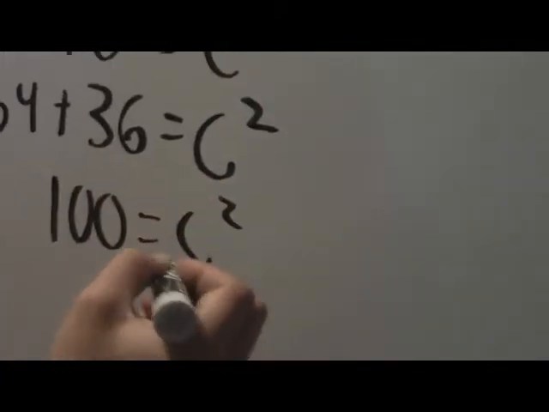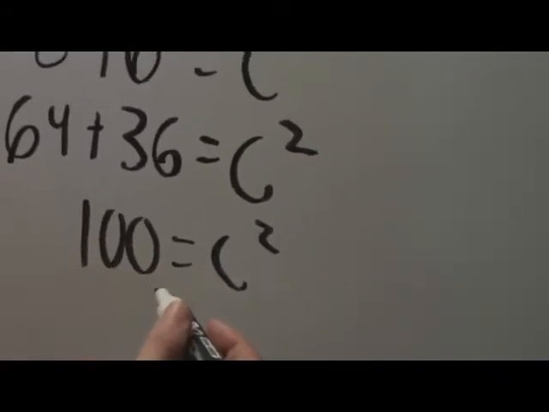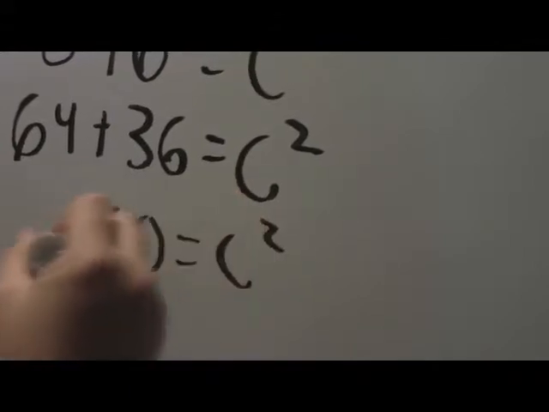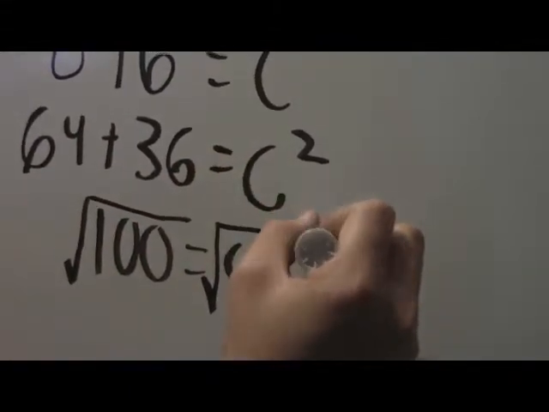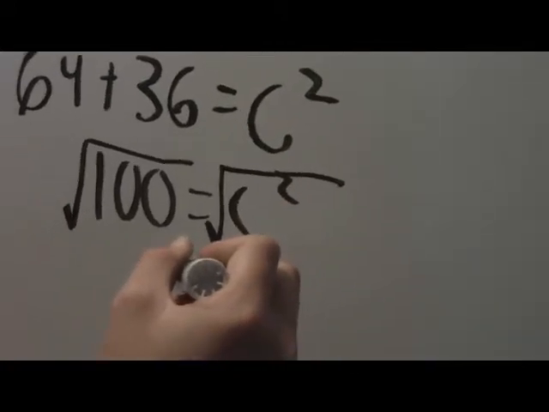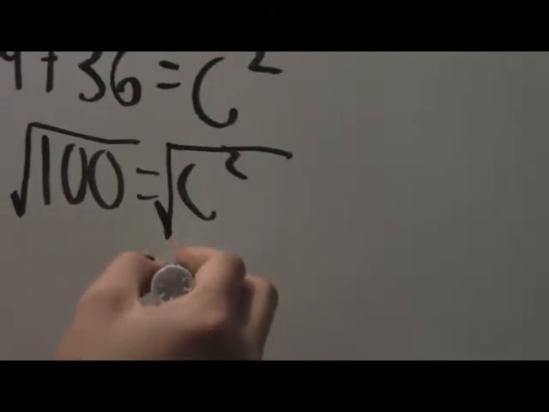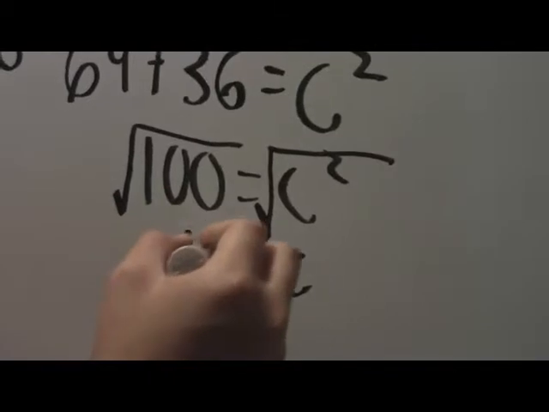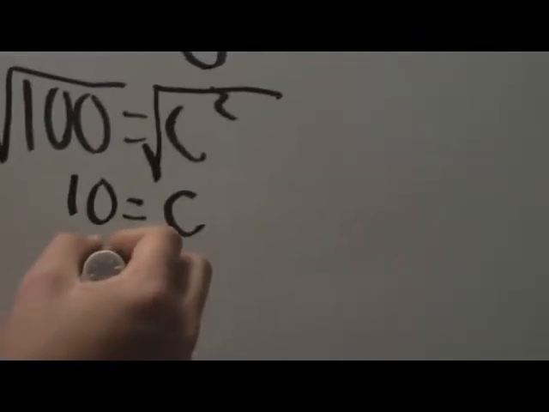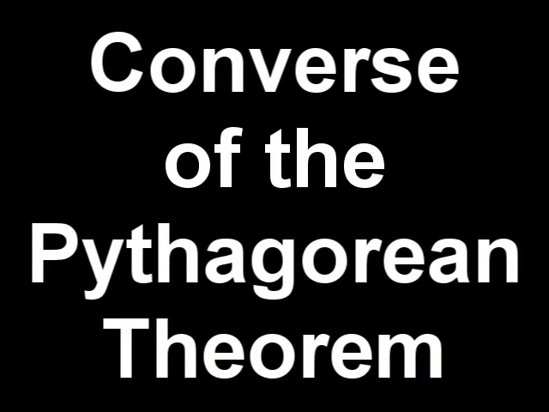Now what do you have to do to c squared and 100 to get rid of the squared? Well, if we square root both of them, that's right, because when you square root one side, you have to do it to the other side. So then we'd get c all by itself, and then 10. Congratulations! You've completed the Pythagorean theorem question. Yay!